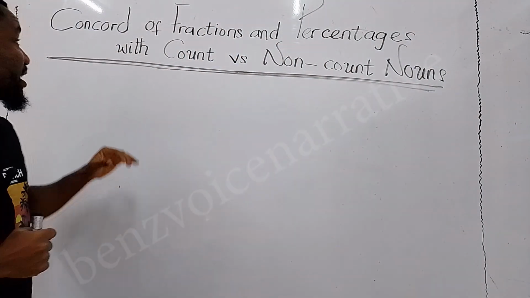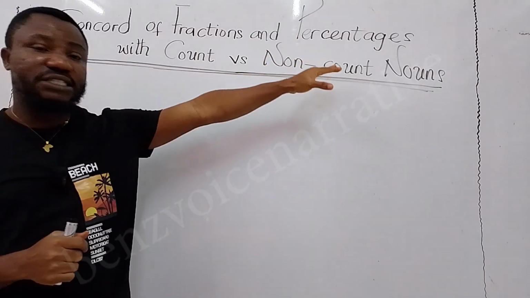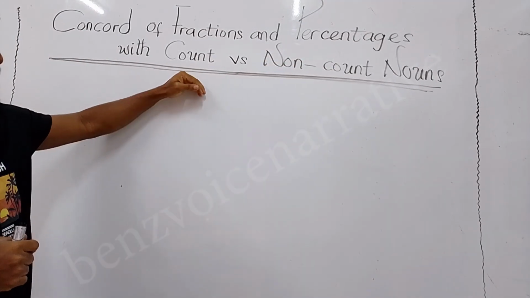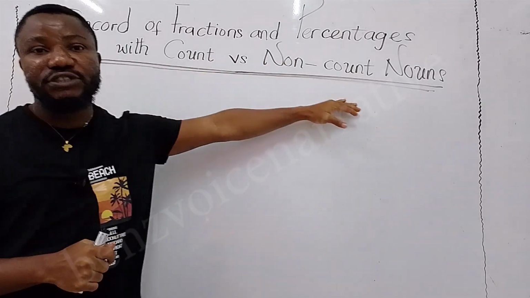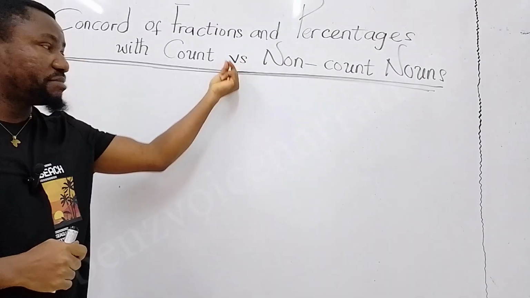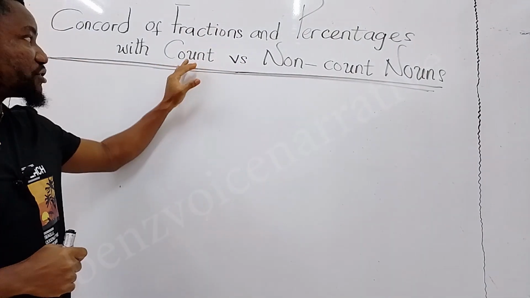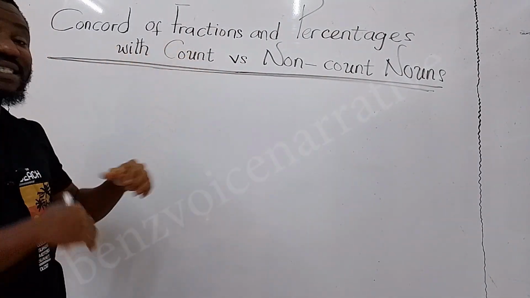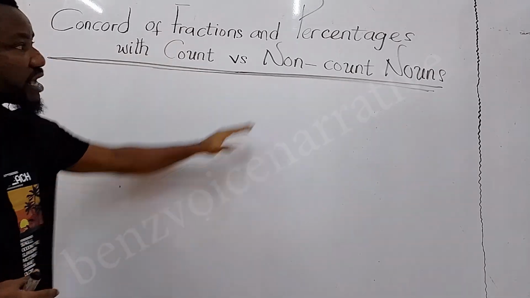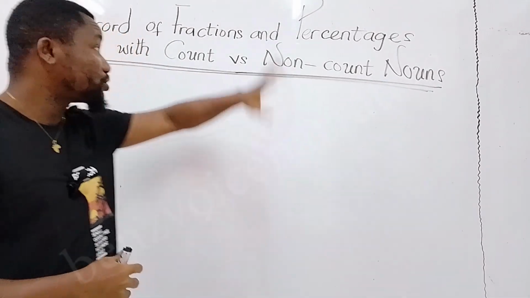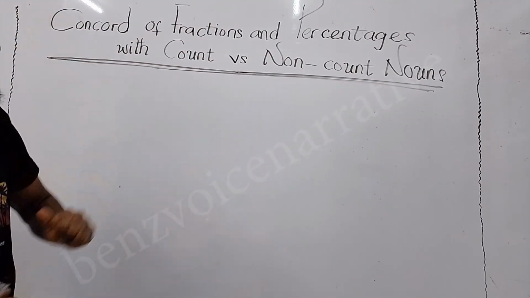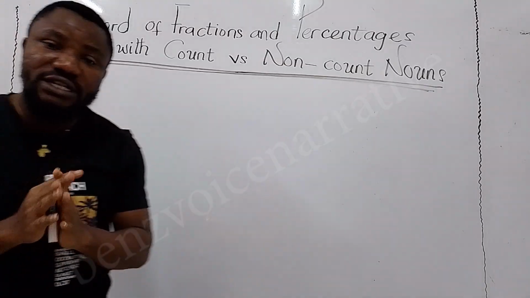The topic again is conquer the fractions and percentages with count nouns and non-count nouns. The versus here means and, the conjunction and. The count here stands for countable nouns, count nouns, and here you have non-count nouns. So simply, conquer the fractions and percentages with count versus non-count nouns.